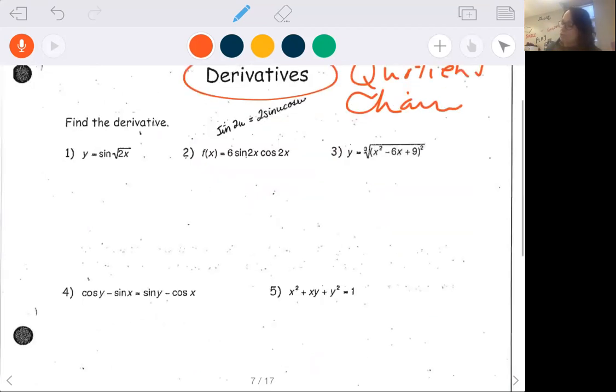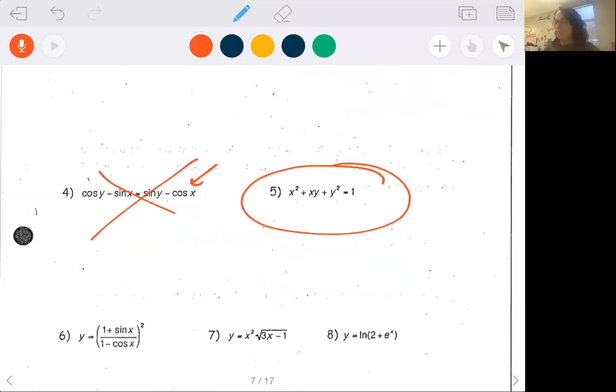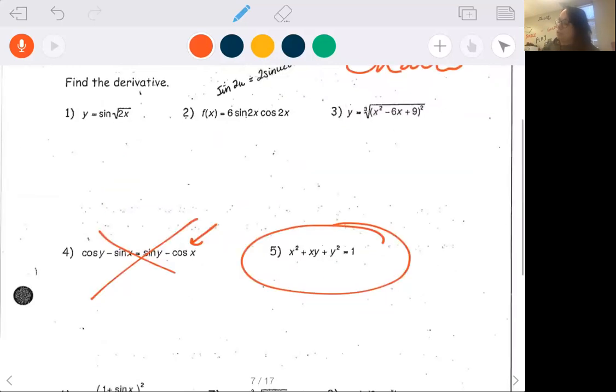And you will also be doing one implicit. I'll tell you it's not tricky. That doesn't mean skip this one. I'm just saying that's not actually a basic derivative. So make sure you can do implicit. Make sure you can do product, quotient, chain.